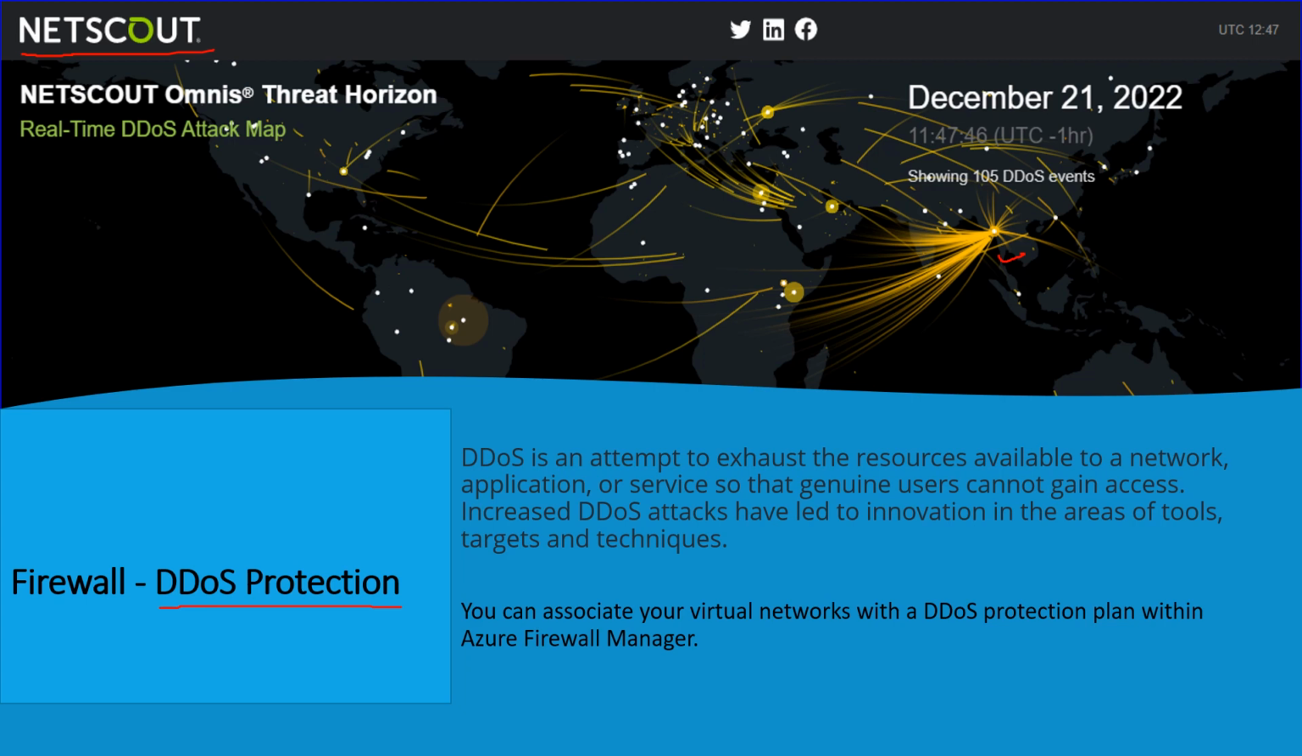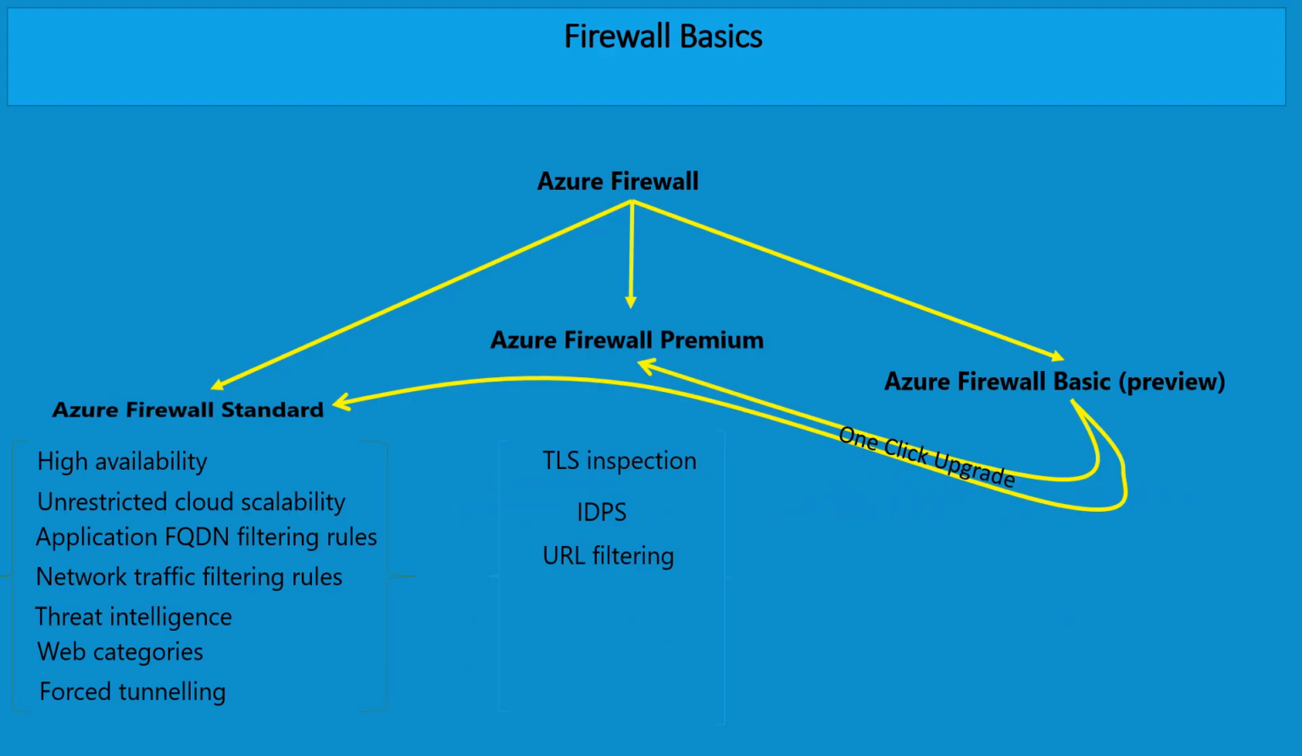You can associate your virtual networks with a DDoS plan, and you need to do that from Azure Firewall Manager. There are three types of SKUs available for Azure Firewall. One is Firewall Basic, the second is the Standard, and the third one is the Premium. When we talk about the Standard, these functionalities come inbuilt.